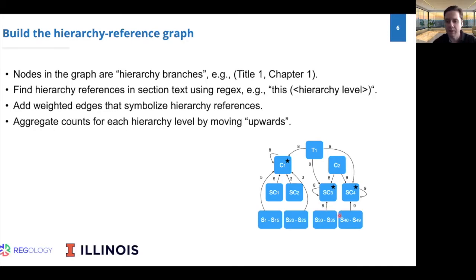So once we counted all the references here from the sections, we move on to the subchapter. We aggregate all counts from there. Then we move on to the chapter level. We aggregate all counts until we reach the title level, where we also aggregate counts and are done.